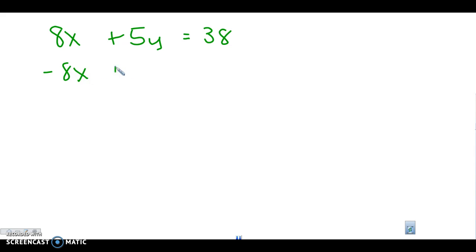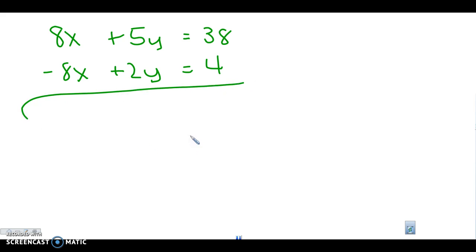I will have you try this one on your own. Do 8x plus 5y equals 38, and negative 8x plus 2y equals 4. So add down, see what you get, plug back in to get the other variable.